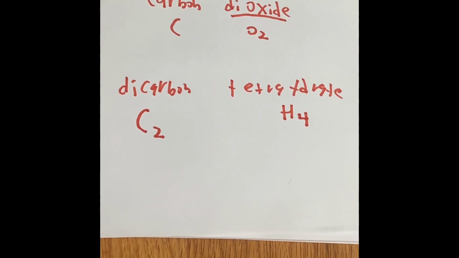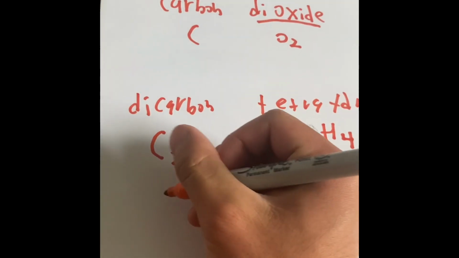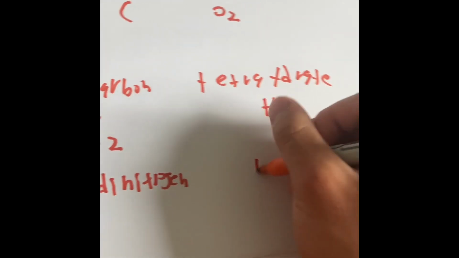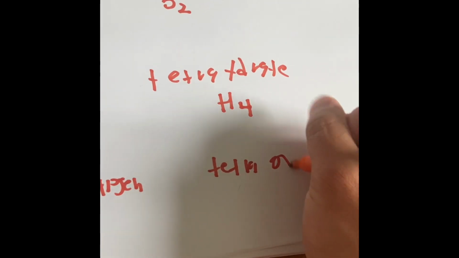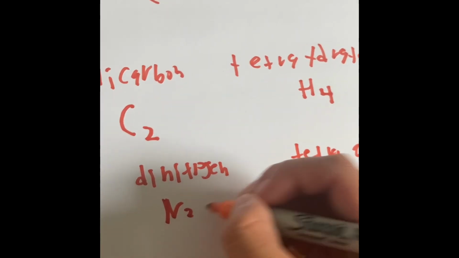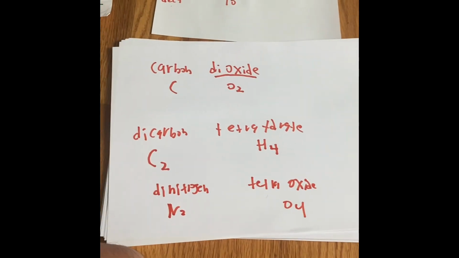Another thing we can do is, let's say we have dinitrogen tetraoxide, and that is going to represent N2O4. So that is how we name the prefixes.